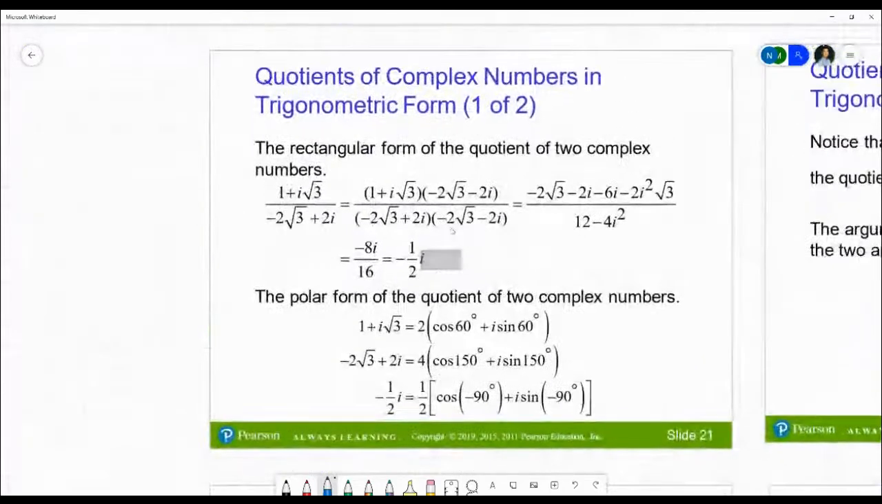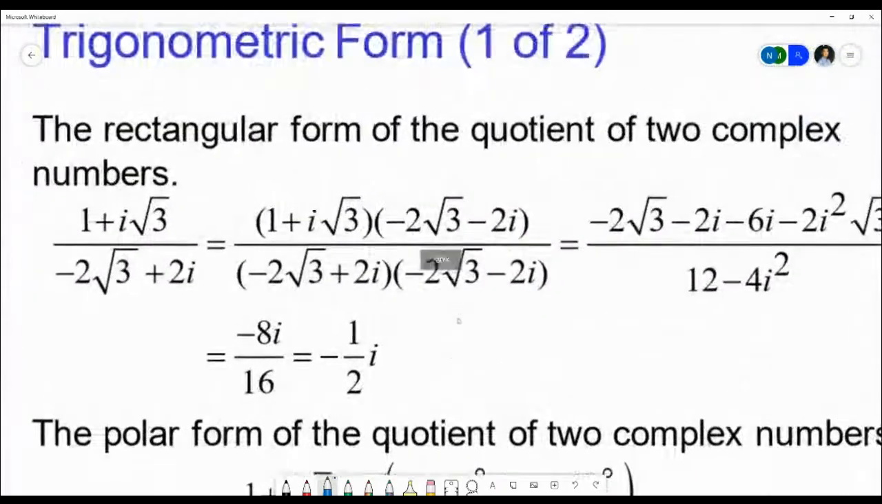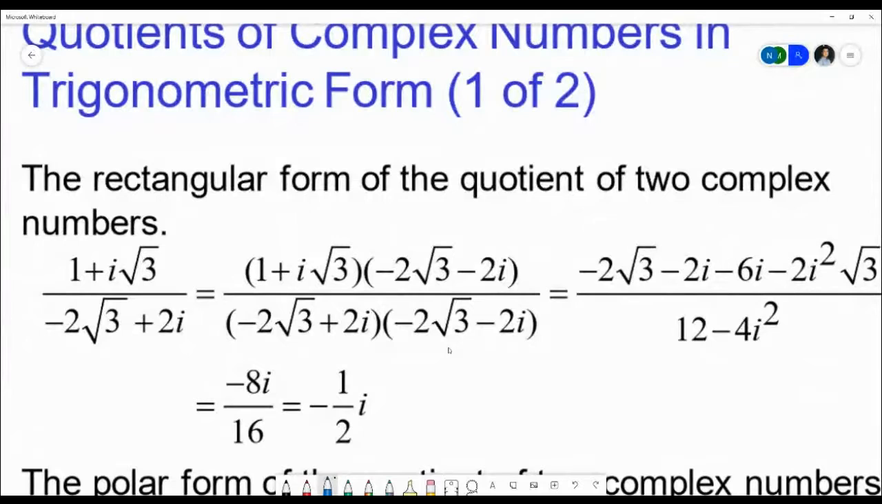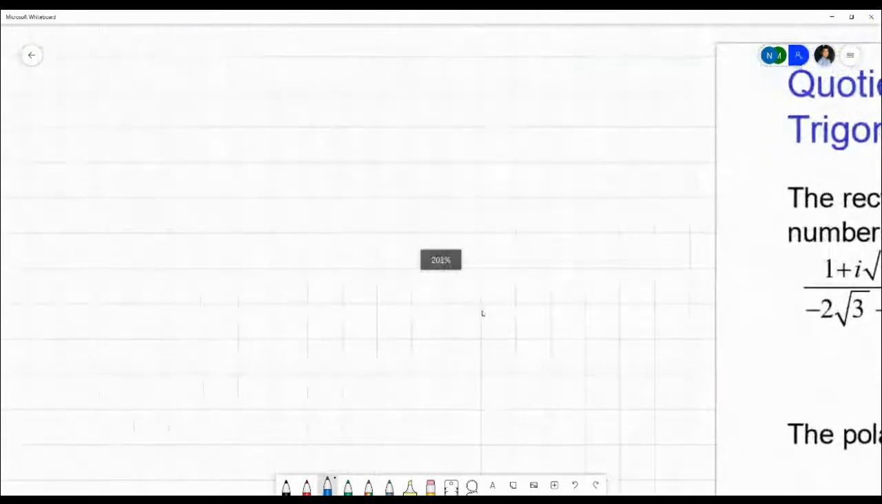Okay, so now we're going to talk about quotients, how to divide complex numbers in rectangular form. Let's review that first.